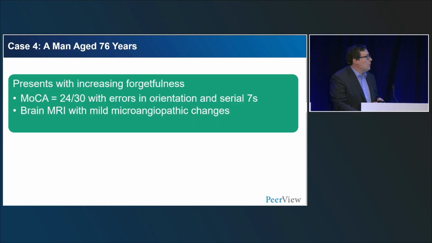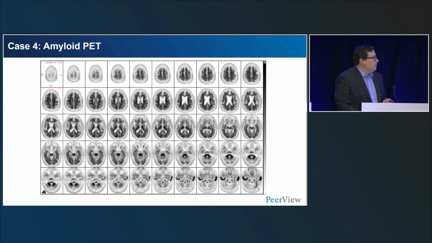Great. 76-year-old man, increasing forgetfulness, has issues with orientation and serial 7s on his cognitive testing. He has some mild microangiopathic changes. So again, I think this is a challenging case. If we get our eye set for gray-white differentiation, I would argue that in regions in the occipital cortex, particularly here kind of right medial, there's reduced gray-white contrast on multiple cuts. I think also there's some generally reduced gray-white contrast in the parietal cortex, but this is a subtle case.